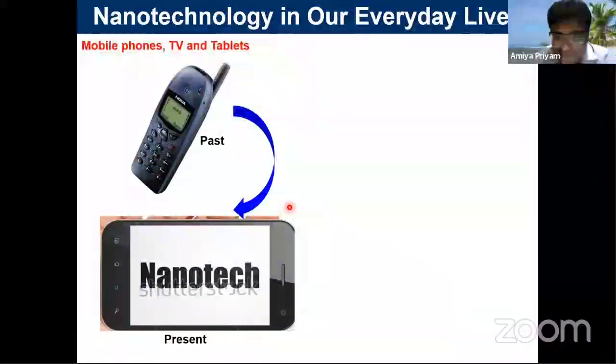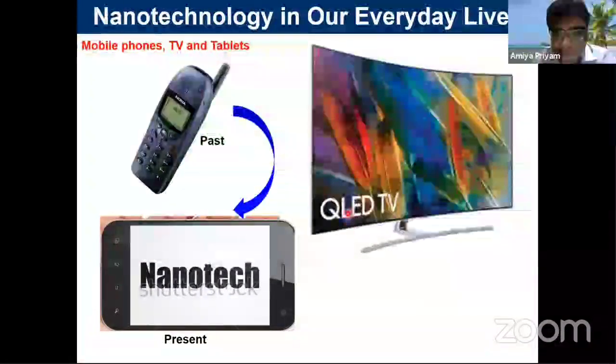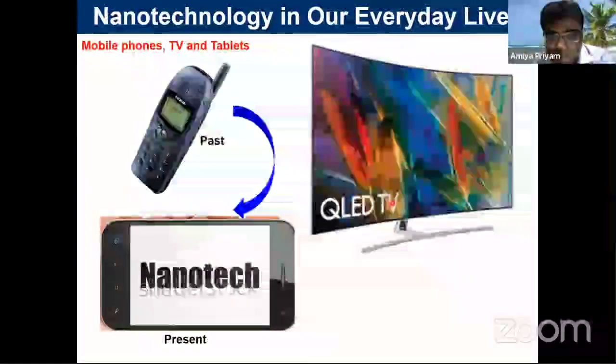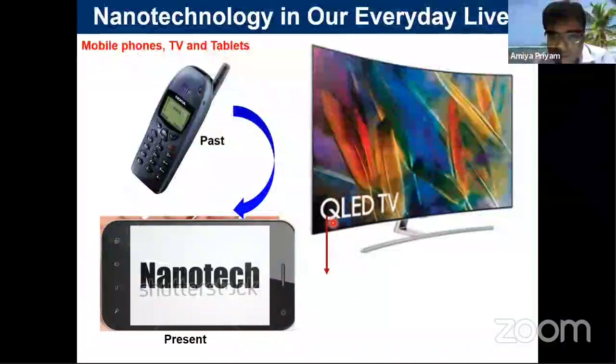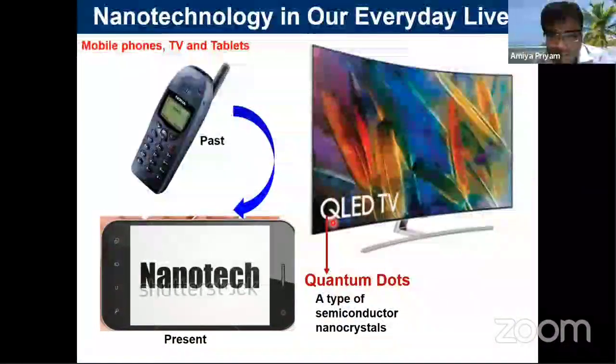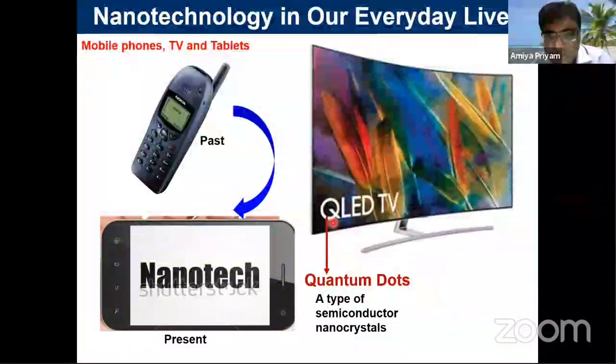A recent example of this will be Samsung. You must have seen the Samsung advertisement for QLED TV. This is the display screen technology that has been developed by Samsung, and the Q here stands for quantum dots. These quantum dots are a special type of semiconductor nanocrystals, which I will discuss in coming slides. So this QLED is transforming the way display systems work.